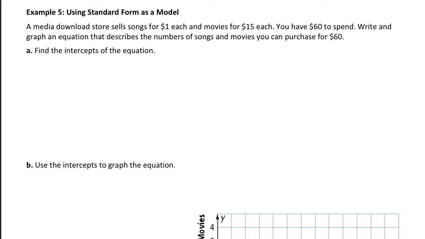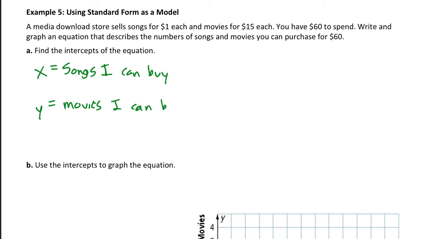You're going to write and graph an equation that describes the number of songs and movies you can buy for $60. So first, I'm going to use x and y. I'm going to define my variables. I'm going to define my variable of x for songs I can buy. Y is going to be movies I can buy.